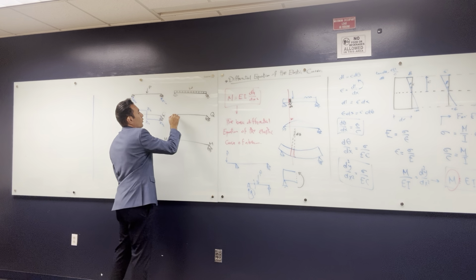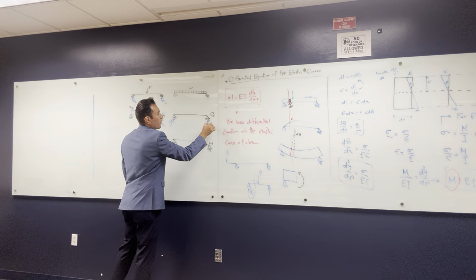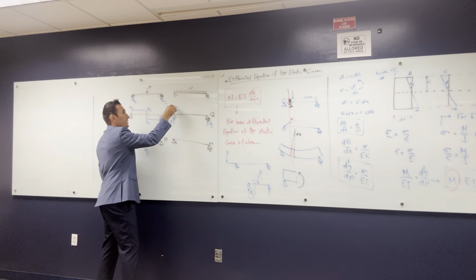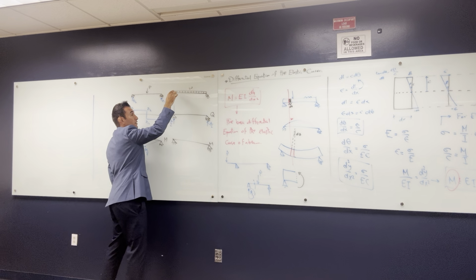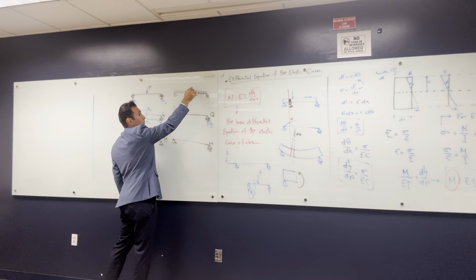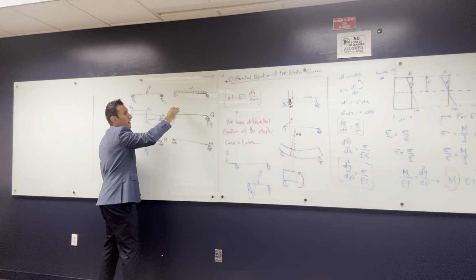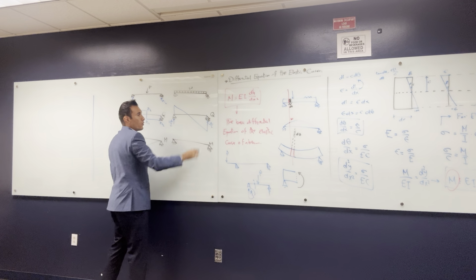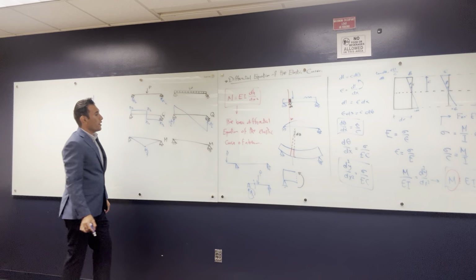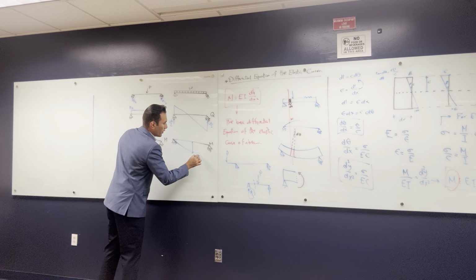This one, we all know the reaction is WL over 2 and WL over 2. And this is going to go linear, because let's say that this is one ton per meter, and every 1 meter I go, I go 1 ton down. So it's going to go until it comes up WL over 2. The bending moment is going to be curved, and we all know it's WL squared over 8.